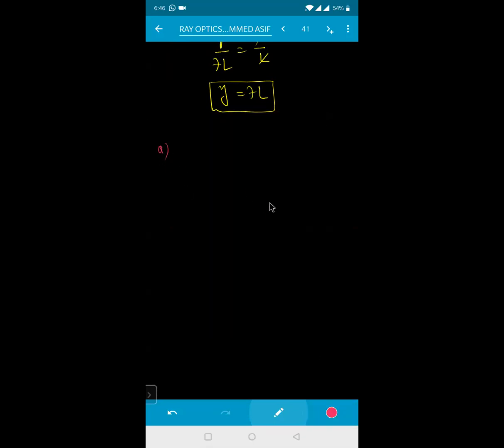Say for example, this is your mirror right now here, and it is silvered here. And this distance is, say for example, 2L. The length of this mirror is your 2L. And there is a road somewhere here right now. This is your road. And on this road, the object is kept somewhere here. So this is your object.